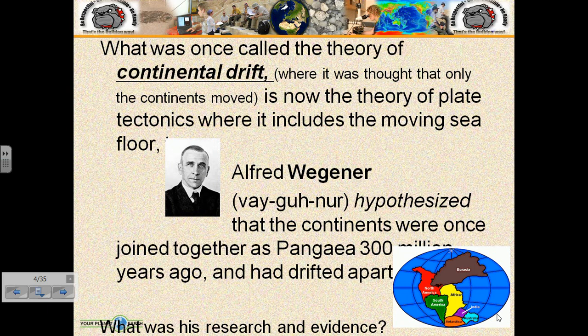What was once called the theory of continental drift, where it was thought that only the continents moved, is now the theory of plate tectonics, where it includes the moving seafloor. Alfred Wegener hypothesized that the continents were once joined together as Pangea. This was over 300 million years ago, and eventually they drifted apart.